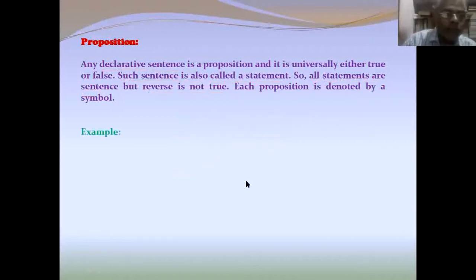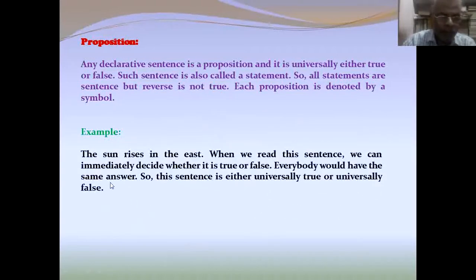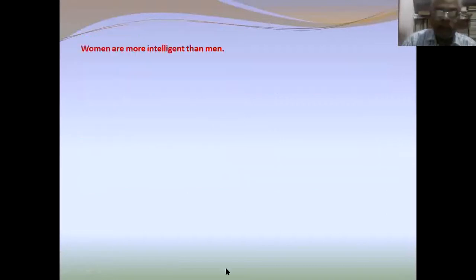Another example of a proposition is: the sun rises in the east. When we read this sentence, we can immediately decide whether it is true or false. Everybody would have the same answer. So this sentence is either universally true or universally false. It is a statement. I have said that statements are declarative sentences, but not all declarative sentences are statements.